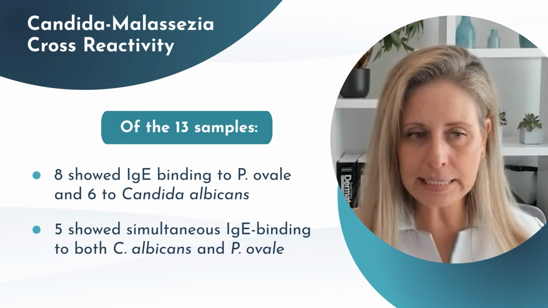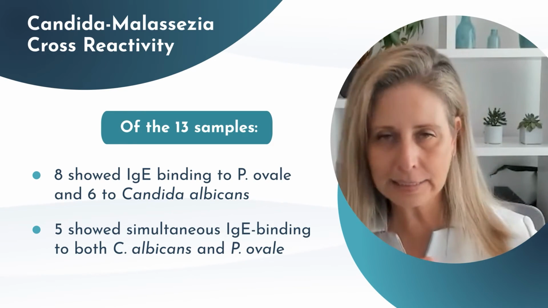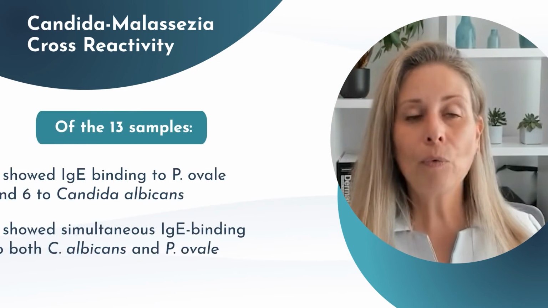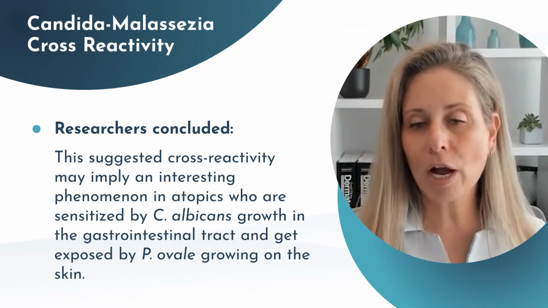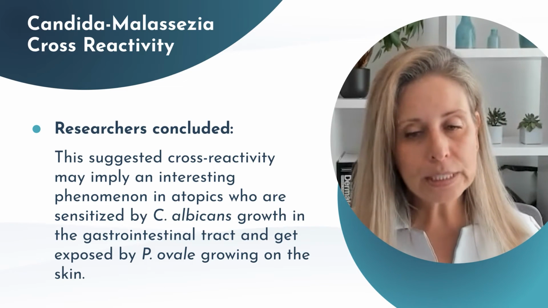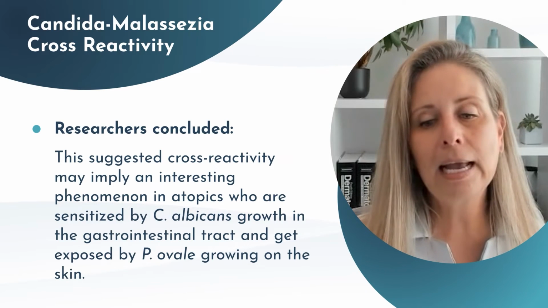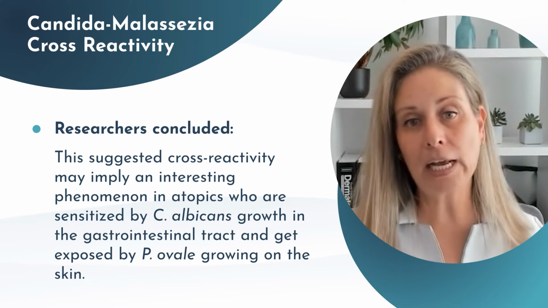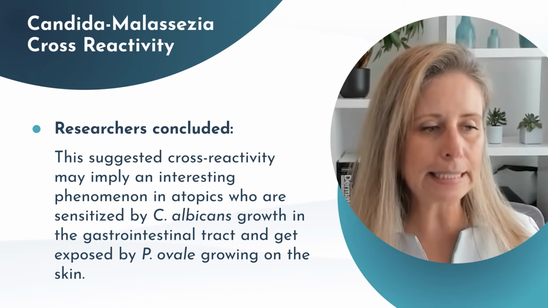So that cross-binding, right, that's what we're talking about, where it was trained on Candida albicans, but it's reacting to another yeast, to Malassezia, in the same way. The researchers concluded, this suggested cross-reactivity may imply an interesting phenomenon in atopics who are sensitized by C. albicans growth in the gastrointestinal tract and get exposed by P. ovale growing on the skin. Overgrowth of Candida in the gut can cause this cross-reactive immune response to Malassezia on the skin.